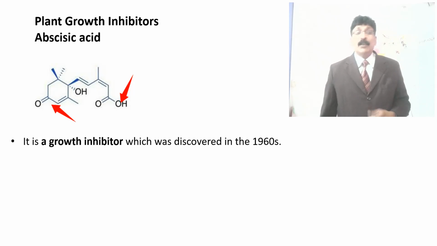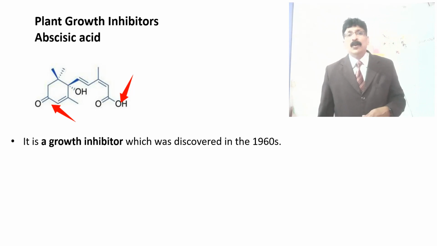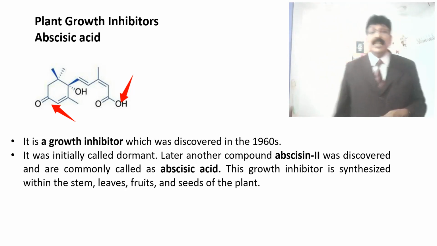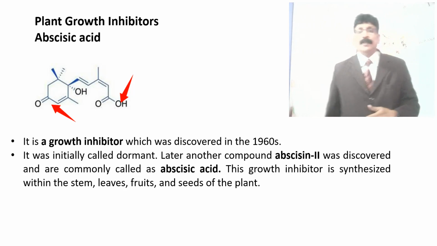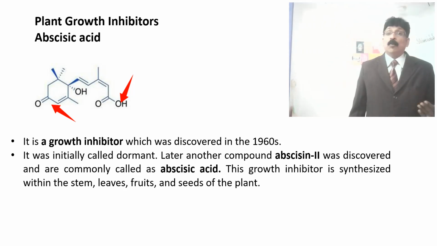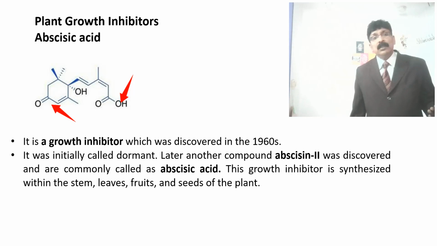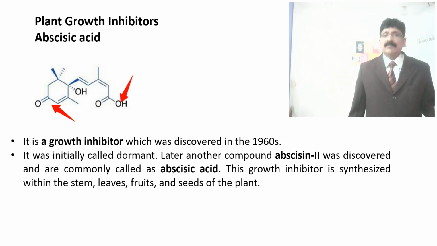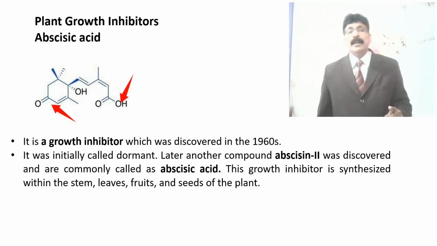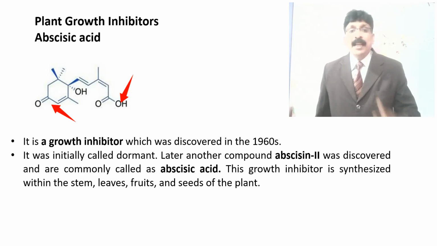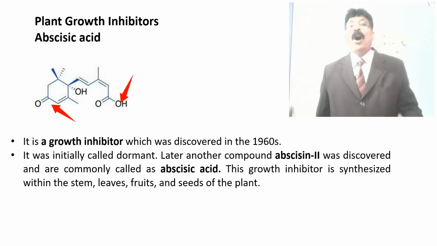So abscisic acid is a growth inhibitor which was discovered in the 1960s. It was initially called dormin. Later, another compound, abscission II, was discovered, and both are commonly called abscisic acid. This growth inhibitor is synthesized within the stem, leaves, fruits and seeds of the plant.